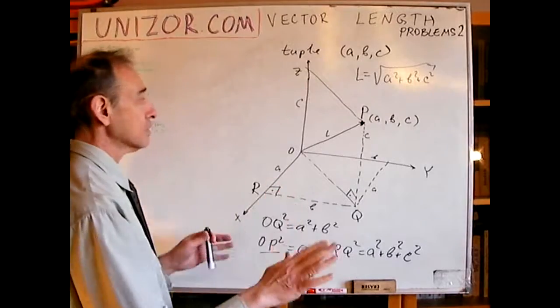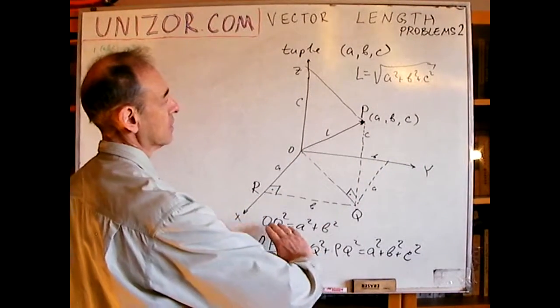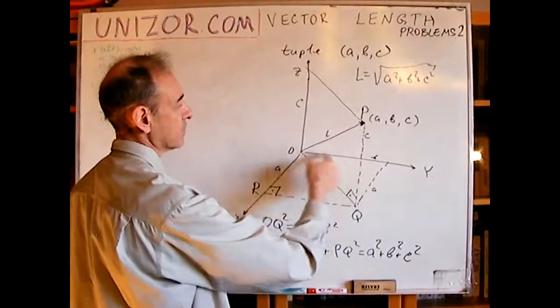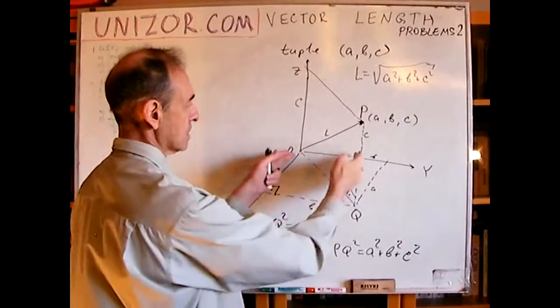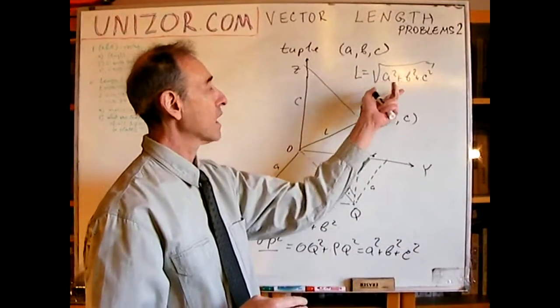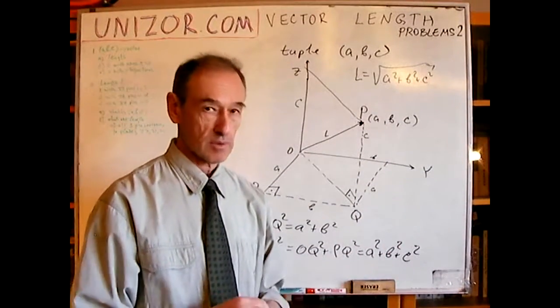Because if you have only two dimensions, let's say this and this, so forget about the bottom of the picture, then obviously the length square is equal to the sum of these two squares, right? Because these are two projections and these are two coordinates. So for a two-dimensional case, it would be A square plus B square. Three-dimensional, A square plus B square plus C square.